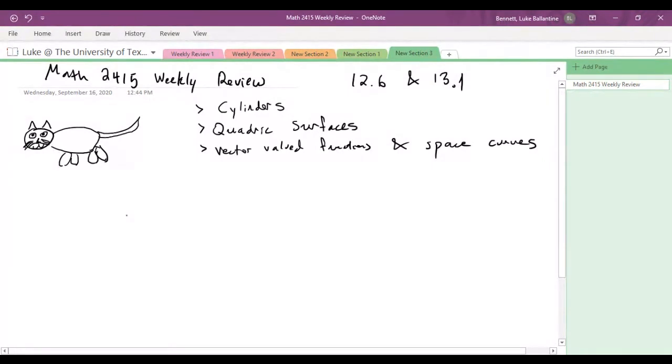So today we're going to talk about cylinders, quadric surfaces, vector value functions, and space curves.